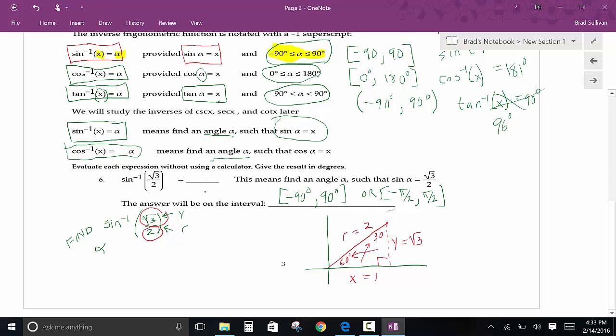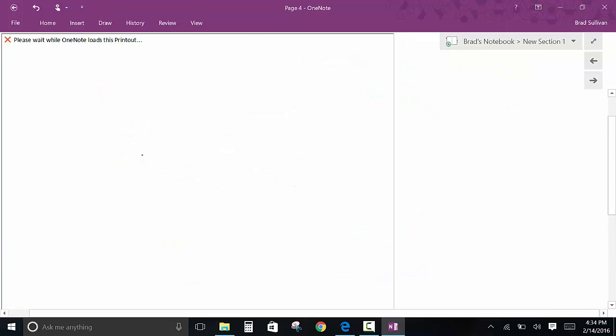So what you'd find is the answer to this problem is 60 degrees. If you wrote that in radians, multiplying by pi over 180, it reduces down to pi over 3. So the answer in degrees is 60, and the answer in radians is pi over 3. Again, you're just working backwards and finding that angle.